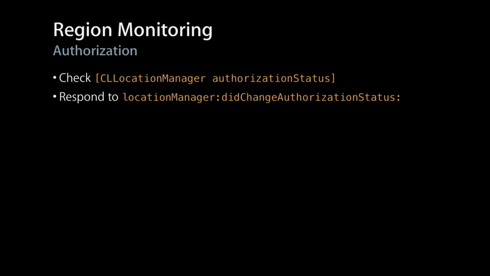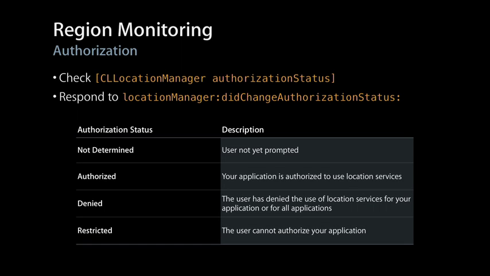You can check this authorization status by checking the authorizationStatus property on CLLocationManager. You can also respond to the locationManager:didChangeAuthorizationStatus: delegate callback when the user changes their options. These are the authorization statuses available. Not determined means that the application can use location services and the user hasn't been prompted yet. So you can try to use their location and the user will be prompted at that time.